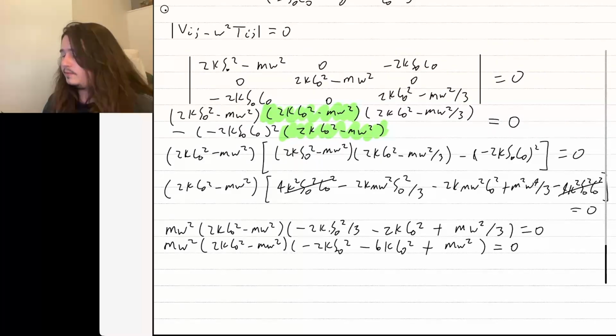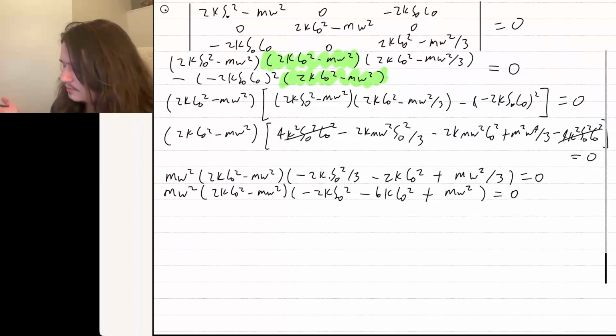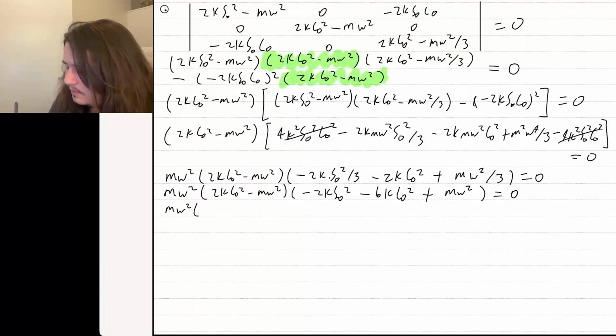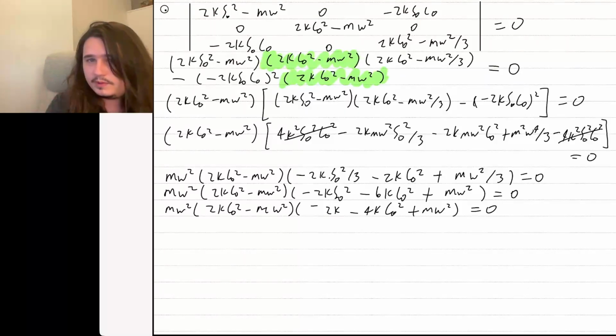So the way that I have sort of set it up here, it gets even better because sine squared of theta plus cosine squared of theta is 1. So we can simplify the third parentheses even more to be just minus 2k minus 4k cosine squared theta plus m omega squared equals 0. I swear this is going somewhere. But okay, this is how we look for our 3 solutions for omega now.